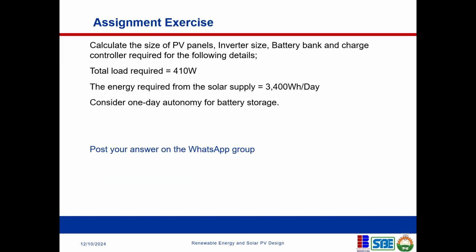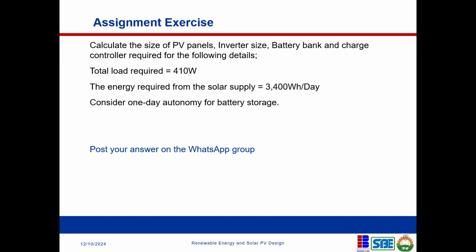So that's an exercise that we've done. This is an assignment exercise you can do and then share on a WhatsApp platform if you want to. It says calculate the size of the PV panel, the size of the inverter, the size of the battery bank, and the charge controller for the following requirement. The load in our own case is 410, which is what we still have. The energy requirement from the solar PV is 3,400, the same thing that we have in our own case.